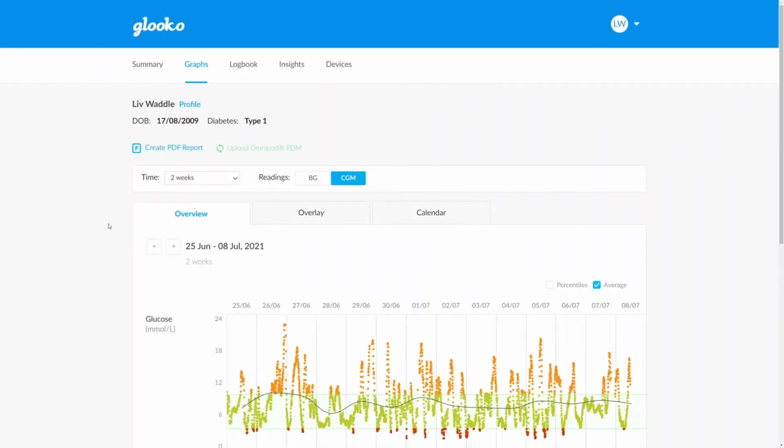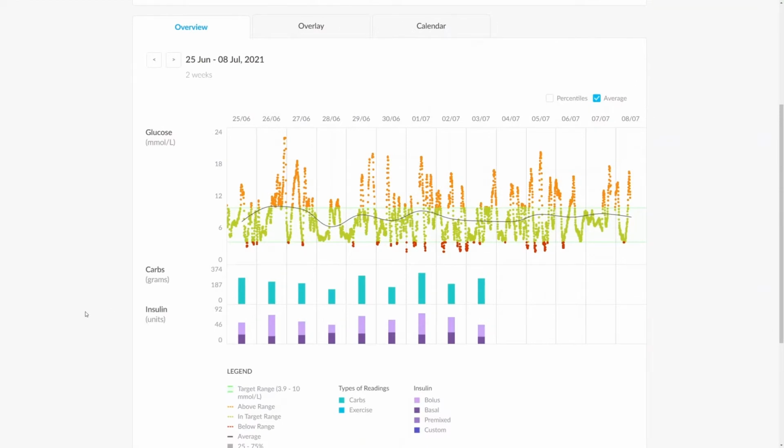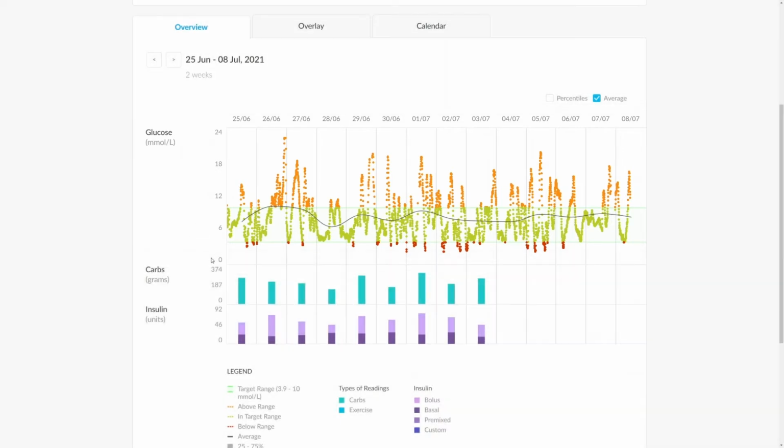The Overview tab within the Graph section of a patient's profile is particularly flexible and allows for deep insights into the data that has been uploaded. First, we can select the time range that we would like to review from the drop-down, including custom time ranges. After doing this, we can review the graph below, where we see glucose results colour-coded for those that are above, within and below the target range, including a black trend line.